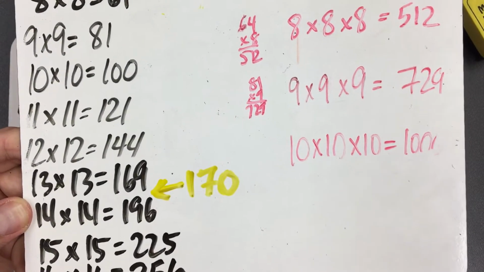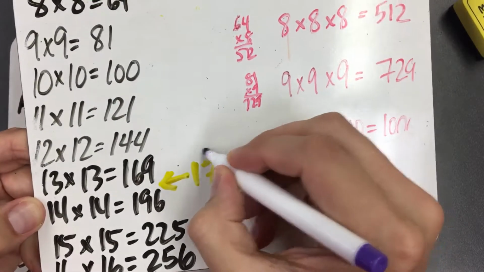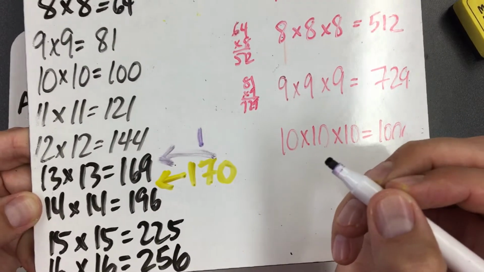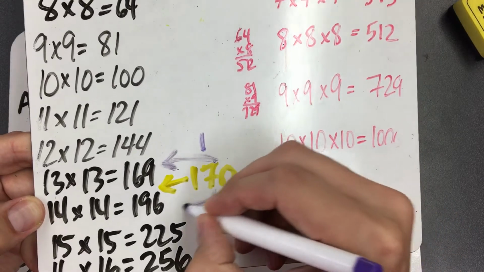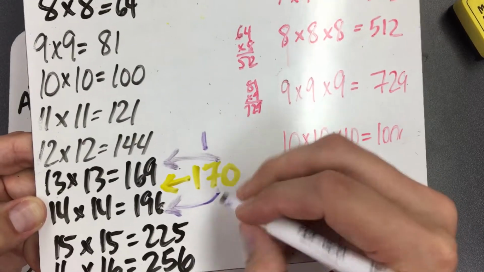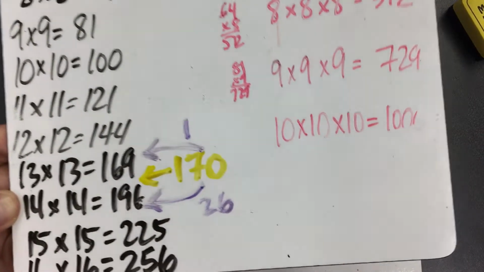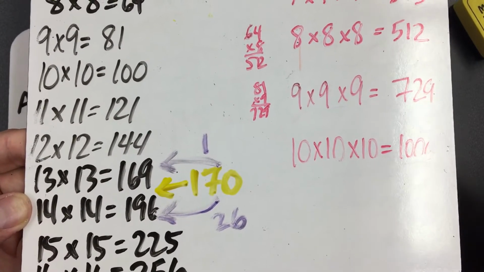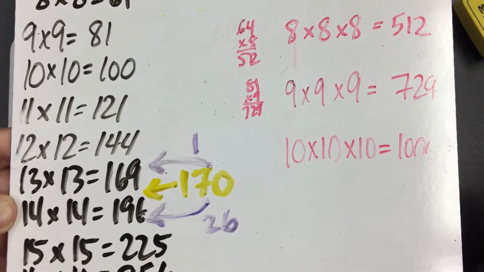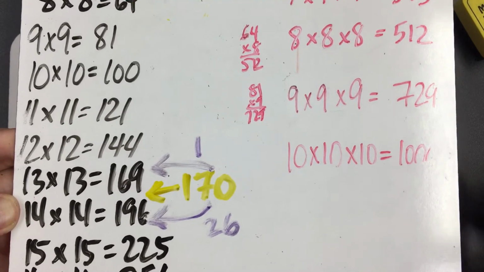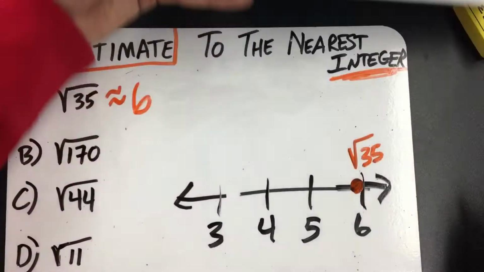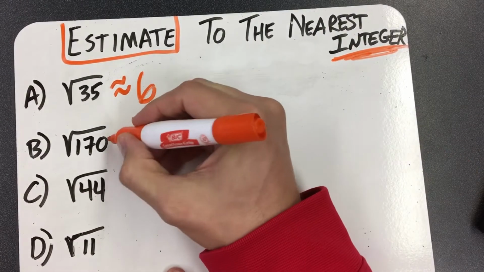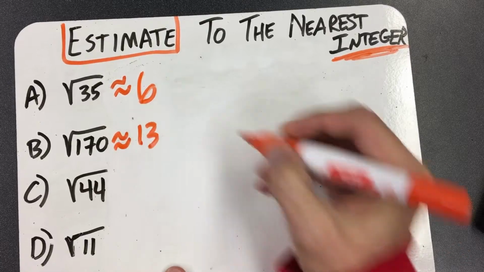This is way, way, way closer. It's only 1 spot away from 13 times 13. It's like 26 numbers away from 14 times 14. So this is just the tiniest bit bigger than 13. I bet this isn't even like 13.1. I bet it's like 13.0 something. So this is going to be really close to 13. When I do my answer, wavy equal sign, this is very, very close to 13.